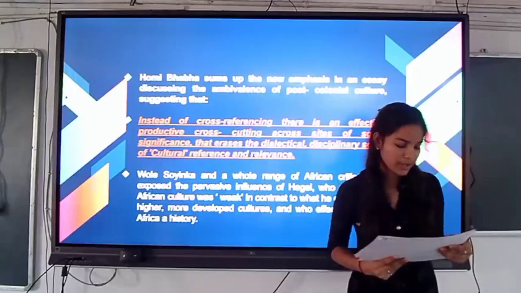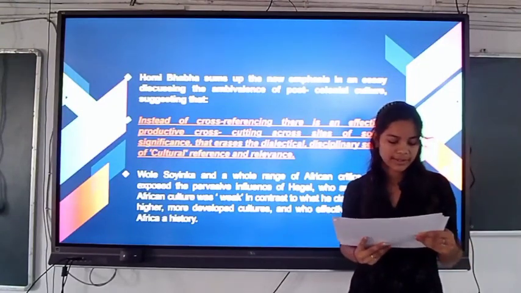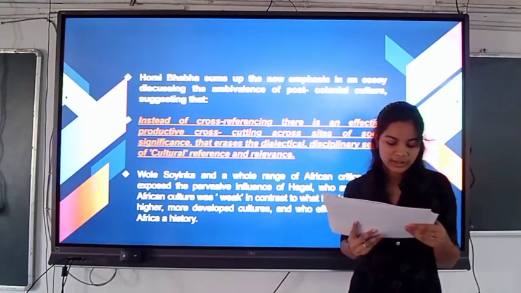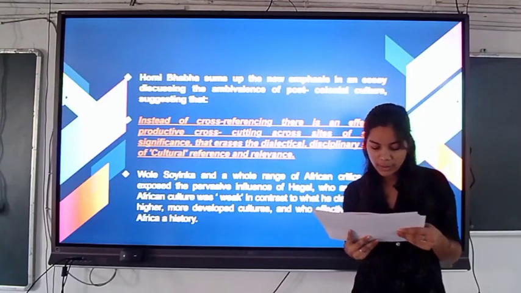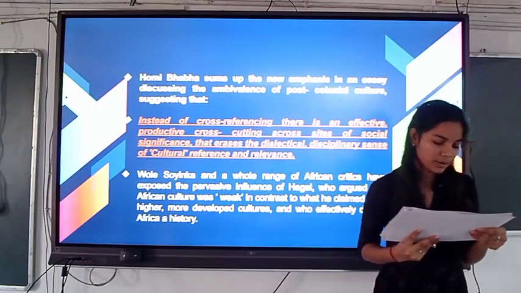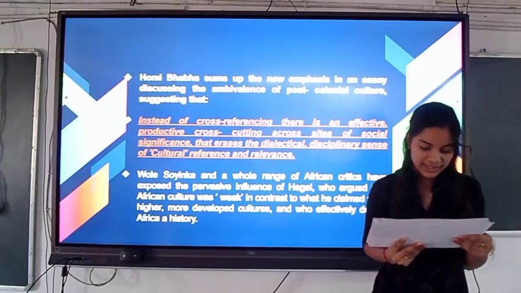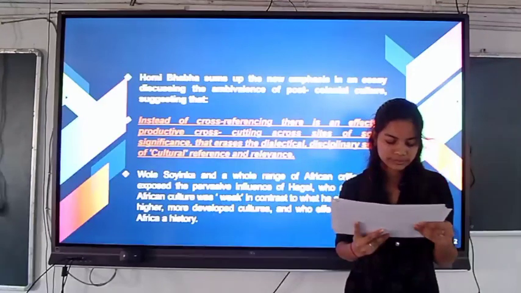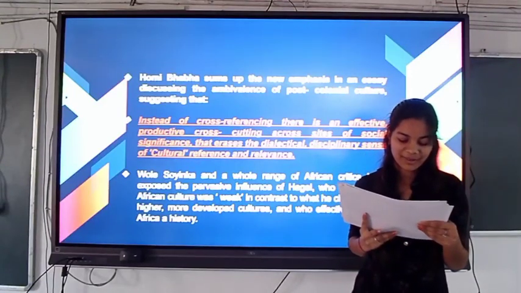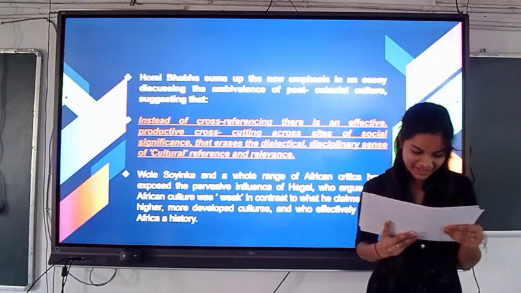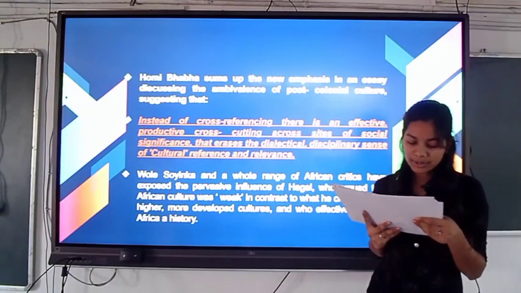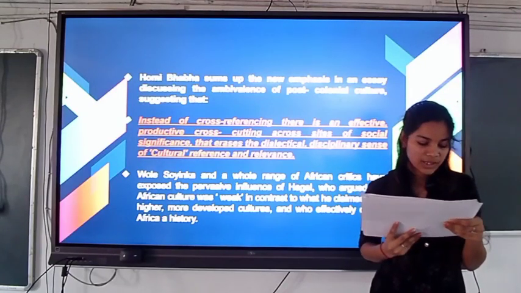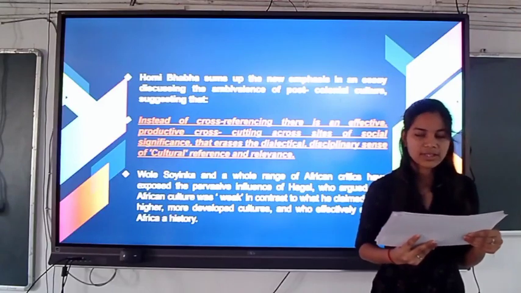Homi Bhabha sums up his essay about colonial culture, suggesting that instead of cross-referring, there is an effective productive cross-cutting across sites of social significance and the ambivalence of the postcolonial. Instead of cross-referring, there is an effective productive cross-cutting across sites of social significant areas and a dialectical disciplinary sense of cultural reference.